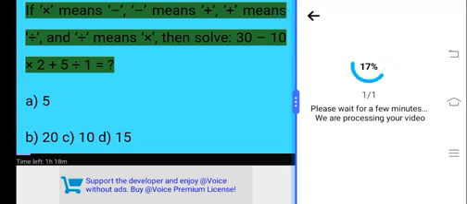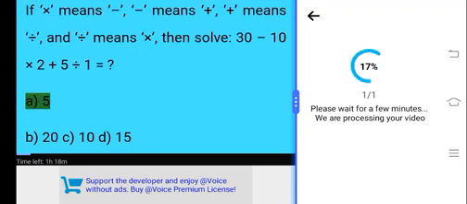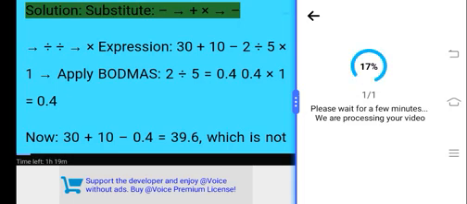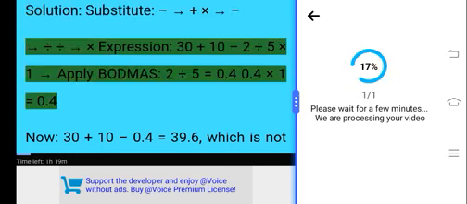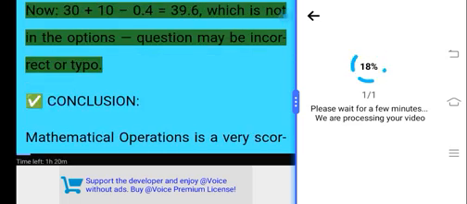Question 4, SSC Phase 9 Graduate Level 2022. If × means +, + means ÷, and ÷ means ×, then solve 30 ÷ 10 × 2 + 5 ÷ 1 equals 5. Options: B 20, C 10, D 15. Solution. Substitute: + → ×, × → ÷, ÷ → expression. 30 + 10 ÷ 2 ÷ 5 × 1, apply BODMAS. 2 ÷ 5 equals 0.4. 0.4 × 1 equals 0.4. Now 30 + 10 ÷ 0.4 equals 39.6, which is not in the options. The question may be incorrect or have a typo.